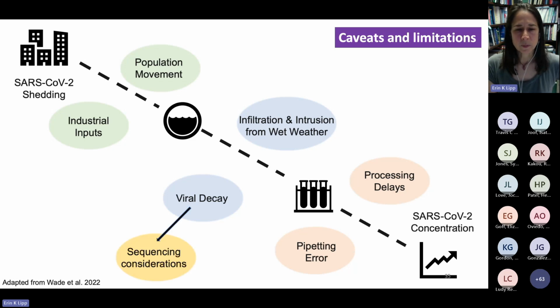The viral decay is particularly interesting when we're looking at sequencing as well. Some of the things we've seen in our lab is, when the virus gets degraded, it can be more difficult to identify specific genomic sequences. So that viral decay component can also be important at the next steps.